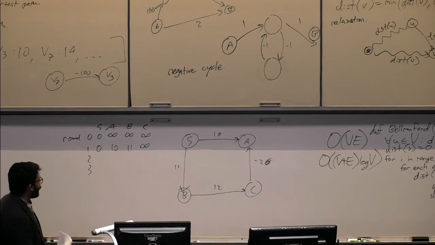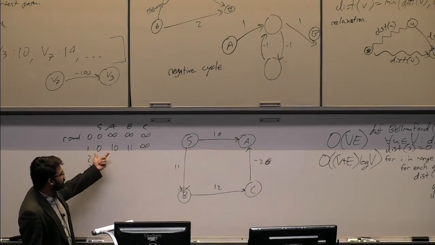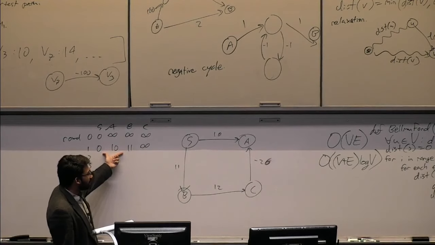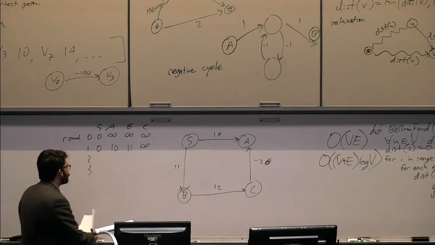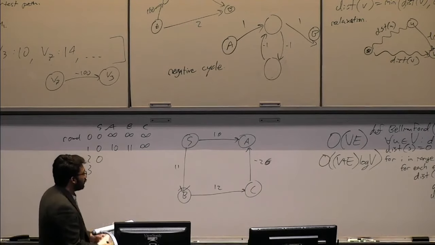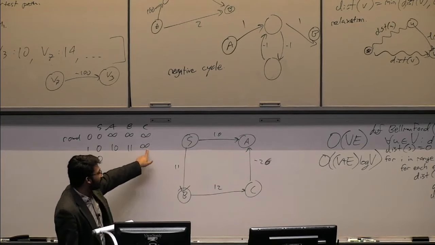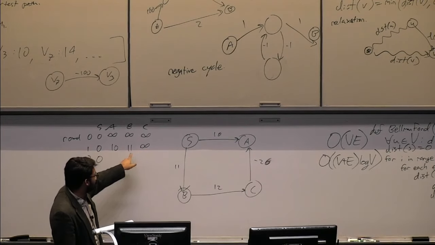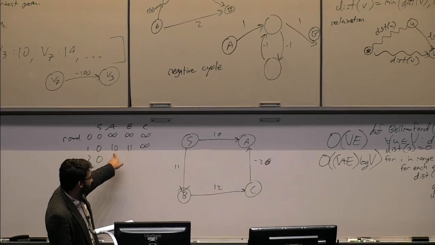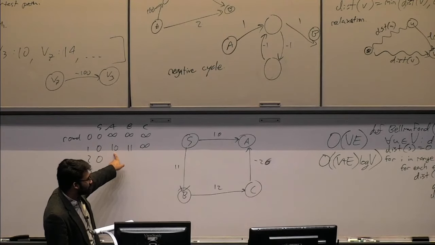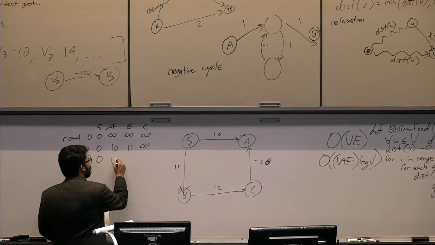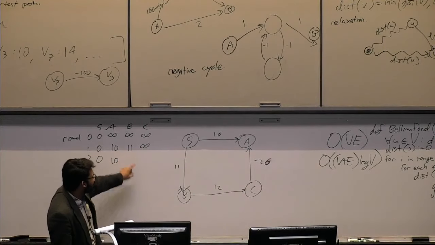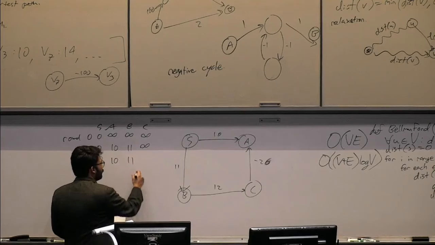We're going to look at these are the dist v values. We're going to compute dist u plus l_uv and take the min. This, of course, is going to be 0. C is going to be infinity plus negative 20, which is going to be infinity still, so we're not going to look at that one. S goes to A is going to be 0 plus 10, which is still 10. S goes to B is going to be 11. There's another incoming edge to compare it to, so that's going to be 11.